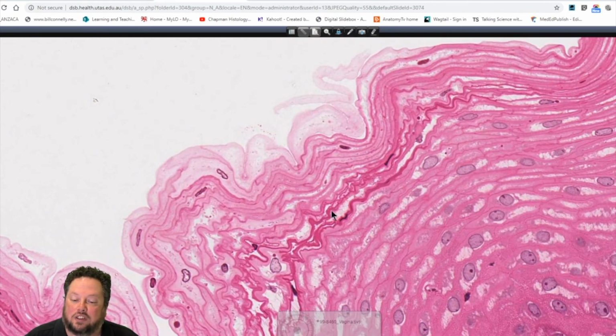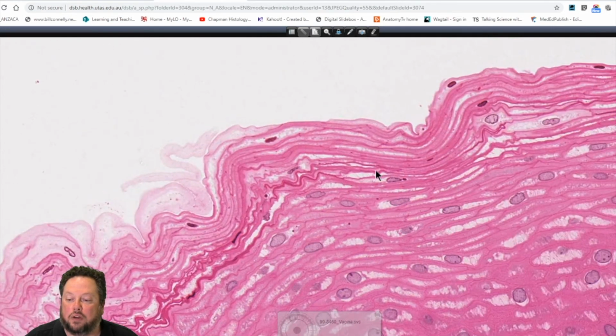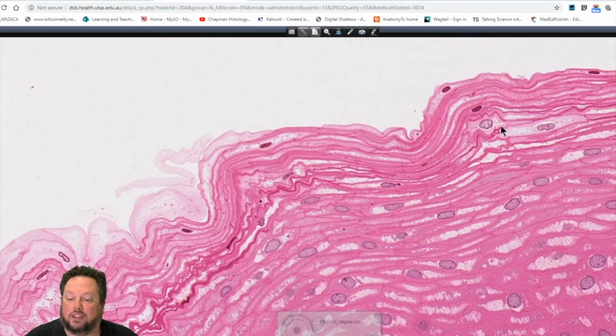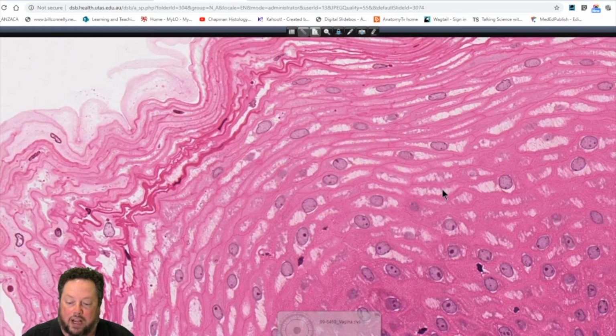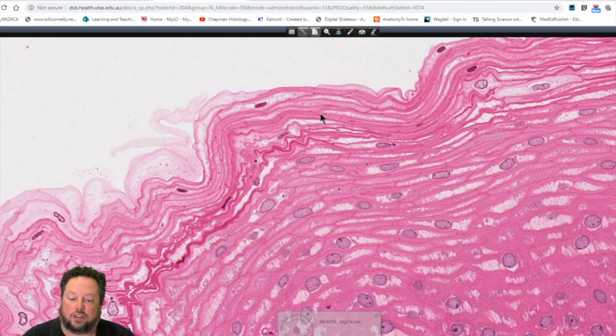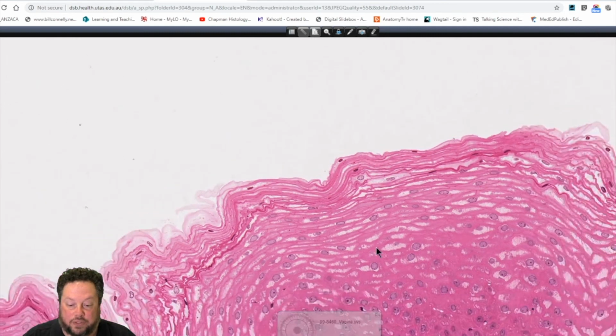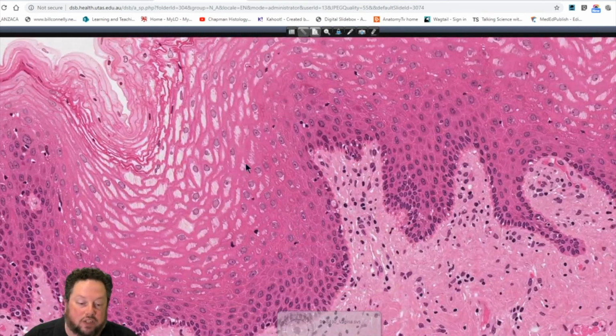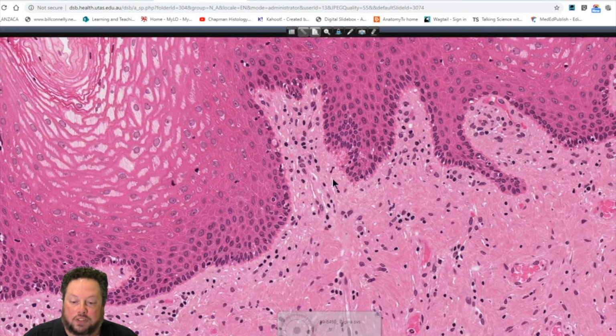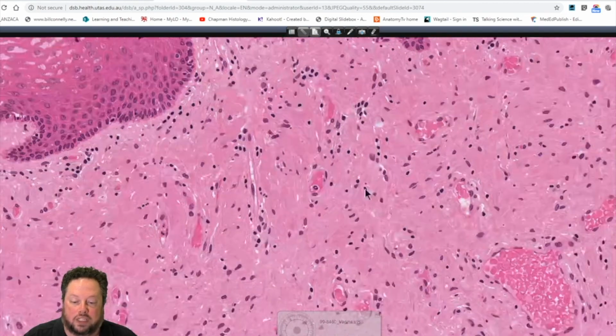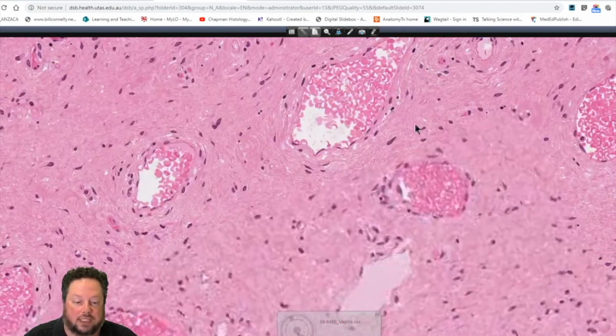We get this nice layered appearance where the cell membranes are focused through the staining. Again, we've got this nice transformation of round nuclei to flattened squamous nuclei. It's such a beautiful section, I think, and really shows that change in structure of this epithelium, the accumulation of glycogen over time. So here's our lamina propria, loose connective tissue. We can see some blood vessels down here.